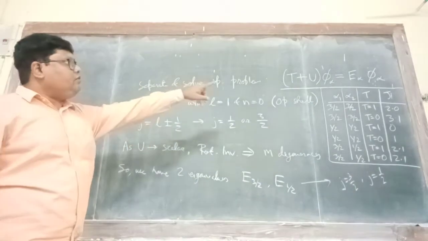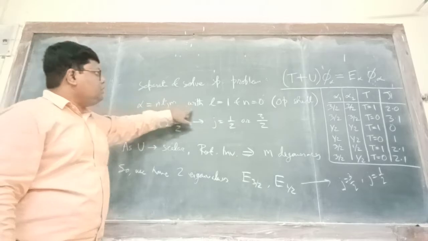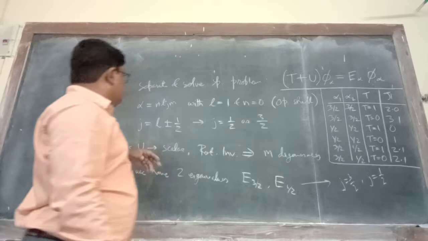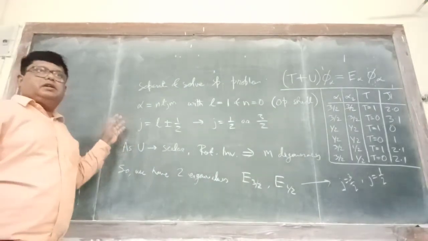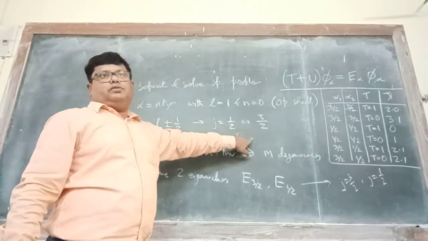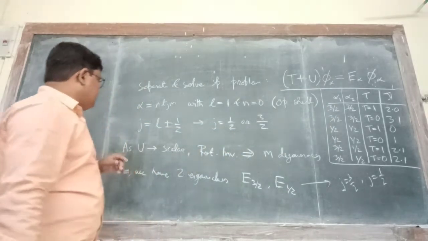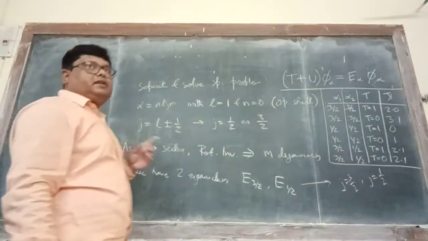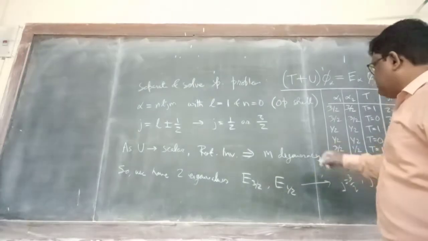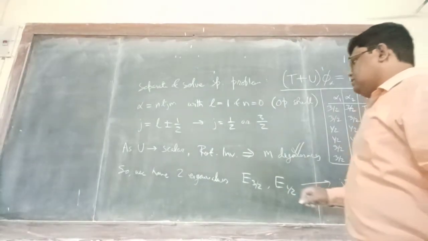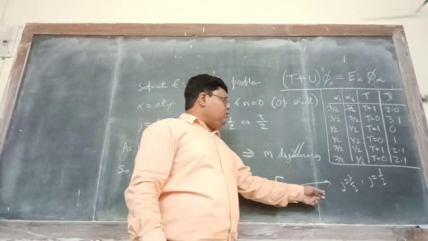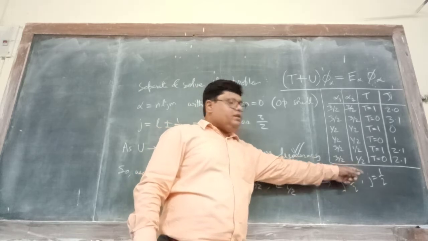Okay. Now what is alpha over here? Alpha is just N, L, J, M with L equal to 1, N equal to 0. Why? Because we are considering the 0p shell. Now look over here. What are the values of J? J is equal to L plus minus half. So here we have only two values, 1/2 and 3/2. And you must also remember that since U is scalar, because of rotational invariance there will be M degeneracy, and as a result we will have two eigenvalues, E 3/2 and E 1/2, corresponding to J equal to 3/2 and J equal to 1/2.